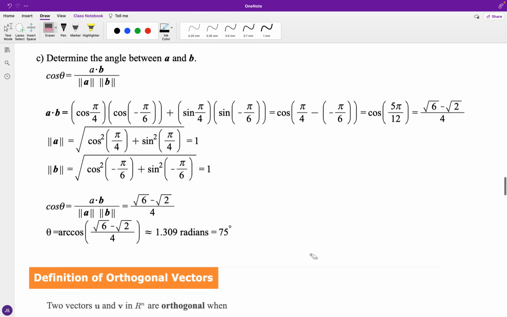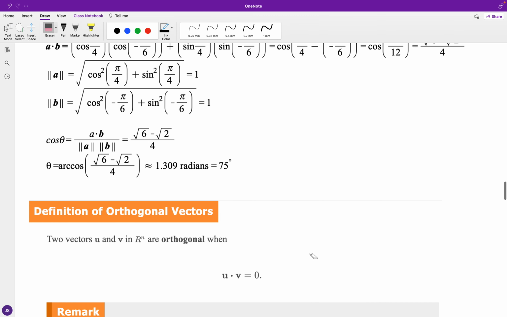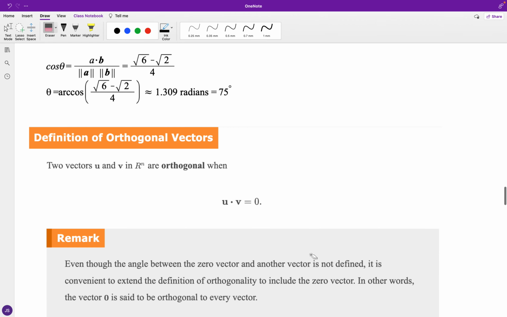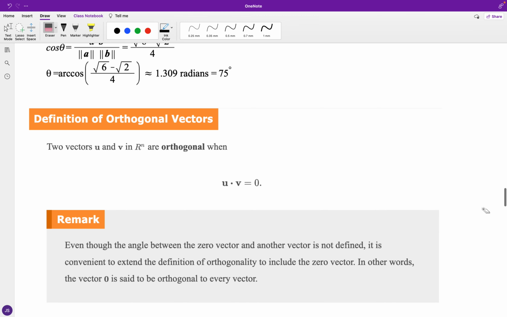Now, in the case of orthogonal vectors, two vectors u and v will be said to be orthogonal whenever the dot product is equal to 0. It says here, even though the angle between the 0 vector and another vector is not defined, it is convenient to extend the definition of orthogonality to include the 0 vector. In other words, the vector 0 is said to be orthogonal to every vector.